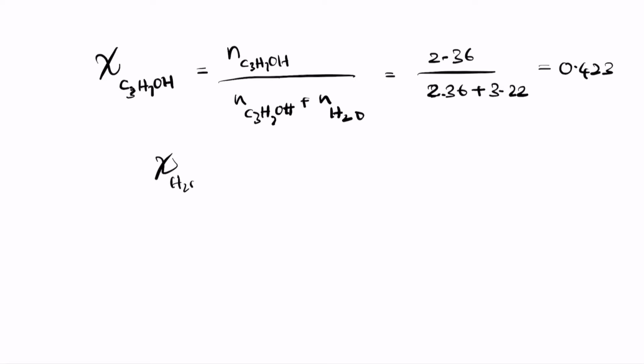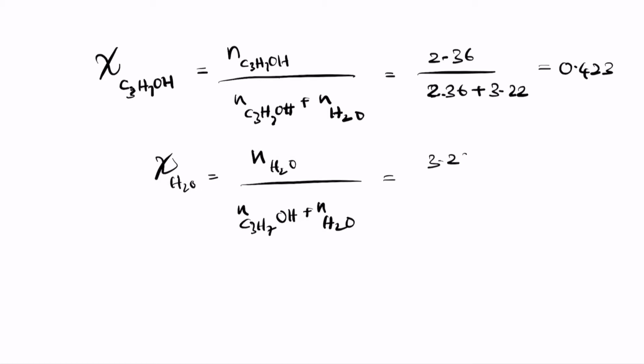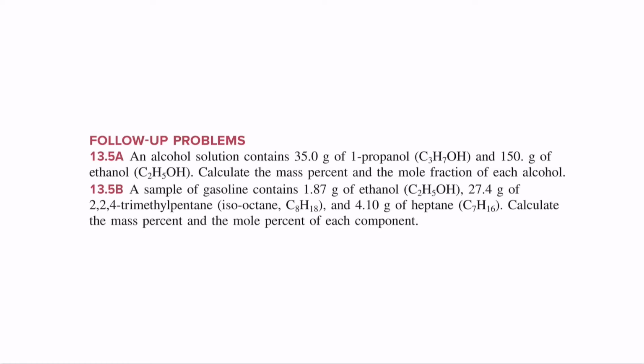The mole fraction of H2O will be the number of moles of H2O divided by the number of moles of C3H7OH plus the number of moles of H2O. So that gives you 3.22 divided by 2.36 plus 3.22, which is 0.577. So this is how you can find the mole fraction. Use the same principles now. Pause the video right here and try to solve these problems.